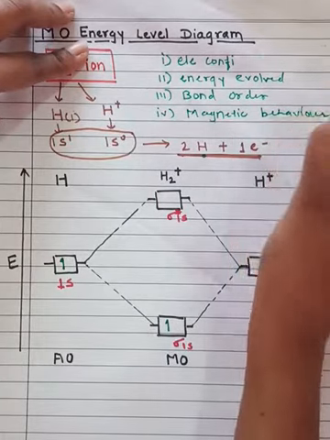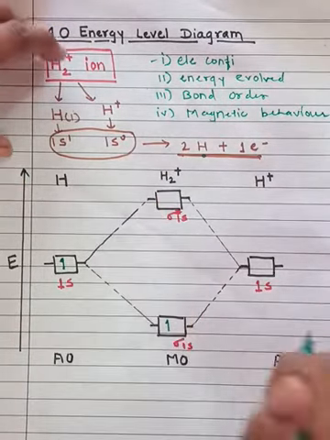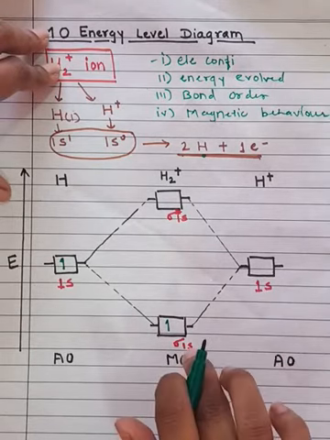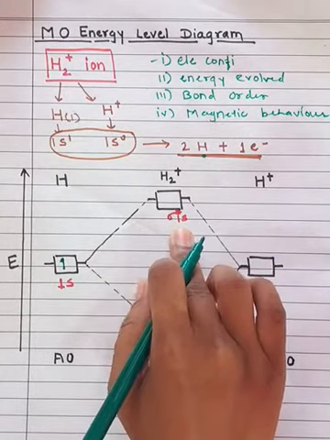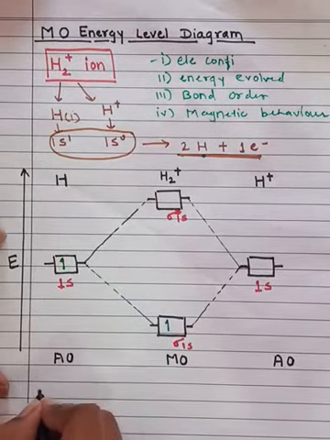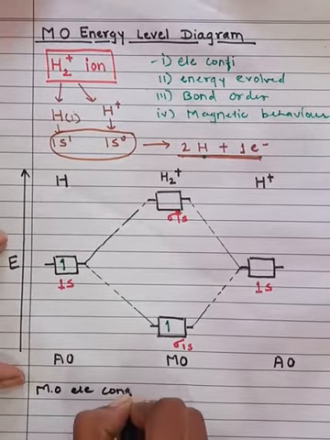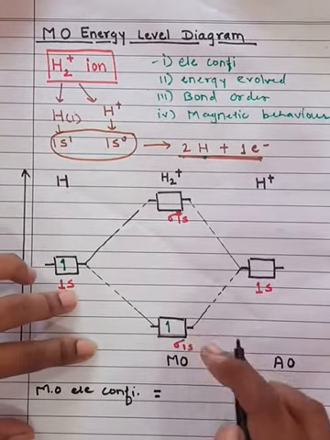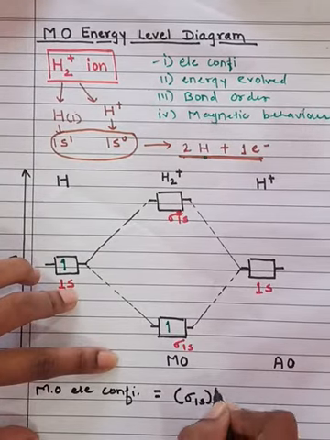Okay, so let us start with the first one, that is, the MO electronic configuration for the H2 plus ion. How to find out the MO electronic configuration? It is just based upon the filling of electrons in the bonding and anti-bonding MOs. So we may write here: the MO electronic configuration for the H2 plus ion is equal to, in case of the sigma 1s, there is a single electron, so it will be sigma 1s1, right?